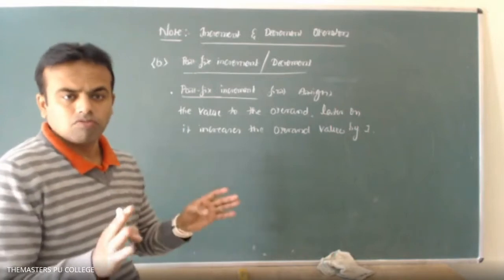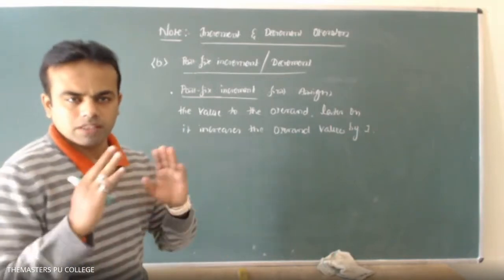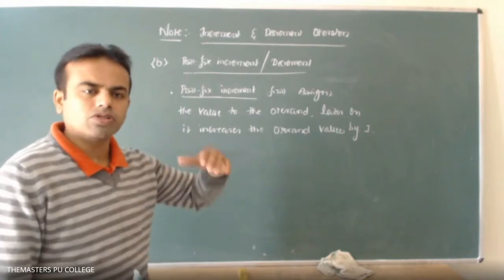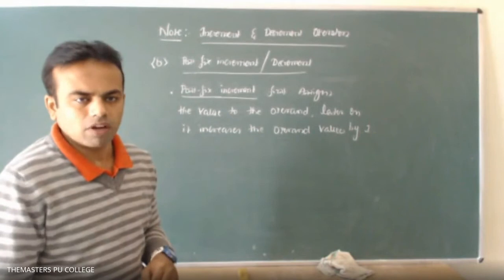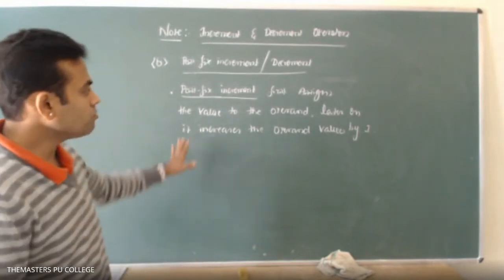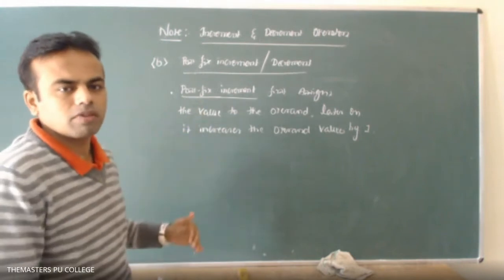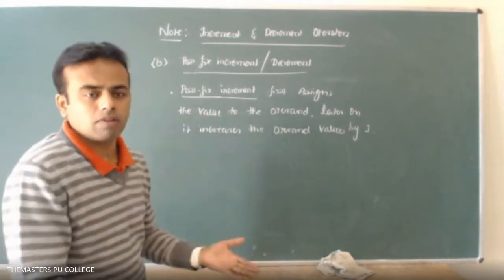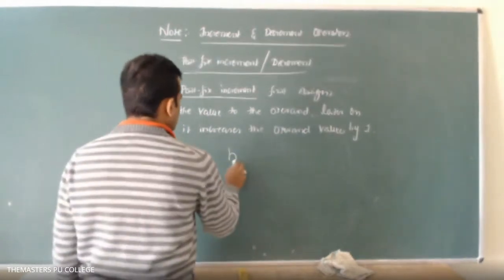So both are for the same purpose. Prefix and then postfix, it will be the same purpose. Incrementation is to increase the value by 1 and decrementation is used to decrease the value by 1. But here the postfix increment first assigns the value, later on it increases the value by 1. Okay, so let's see some other examples.